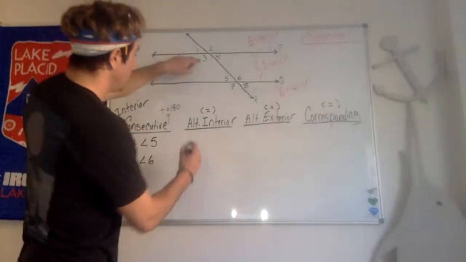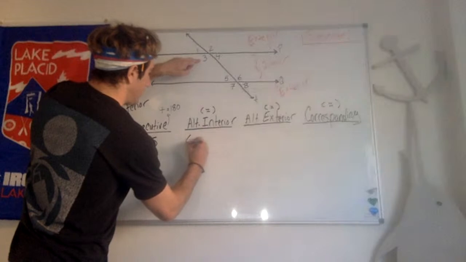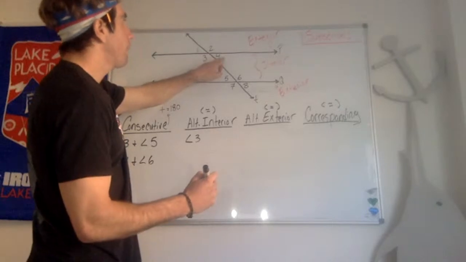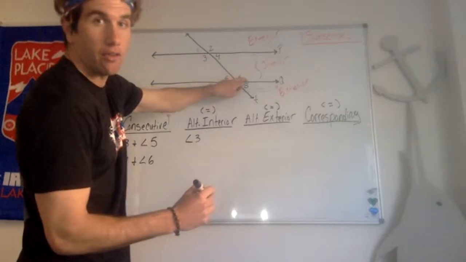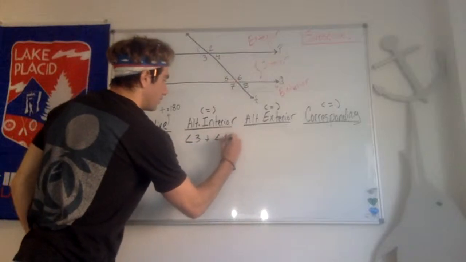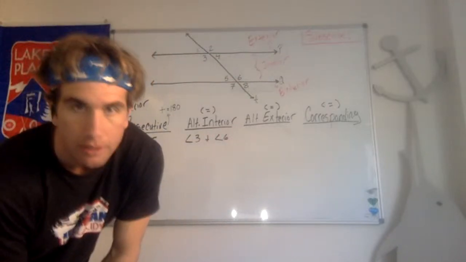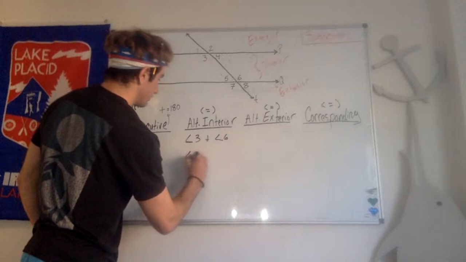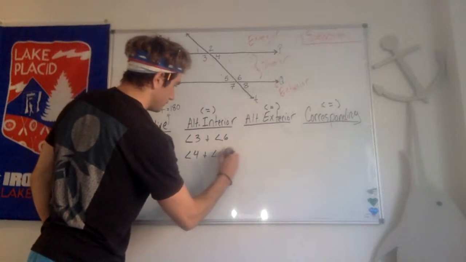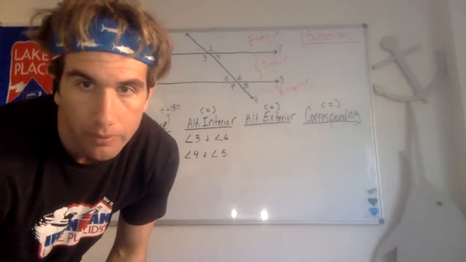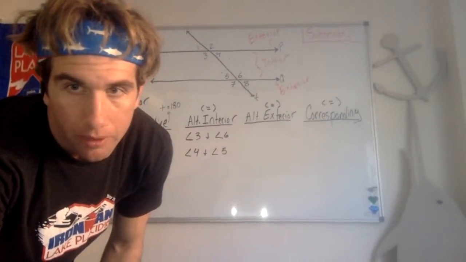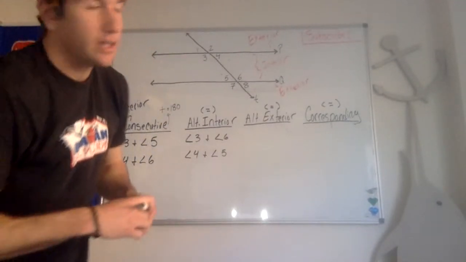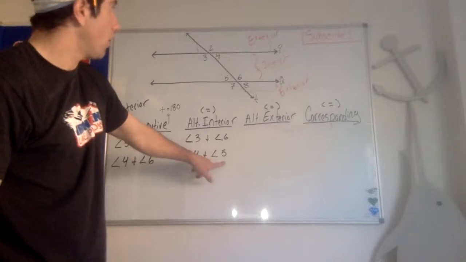So that's angle 3. So start with one angle, guys. Angle 3. And what's opposite the transversal? Not 4, because it has to be like down low. So angle 6. And what's the other alternate interior? The other is 4 and 5. Angle 4 and angle 5 are also alternate interior.